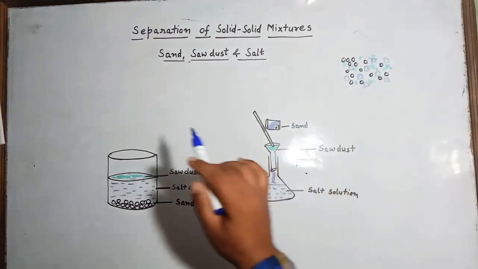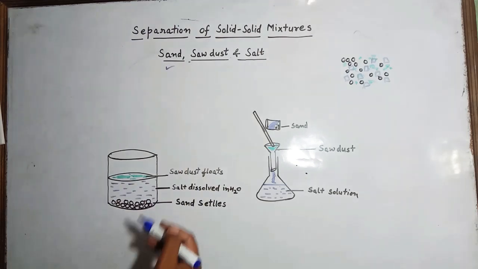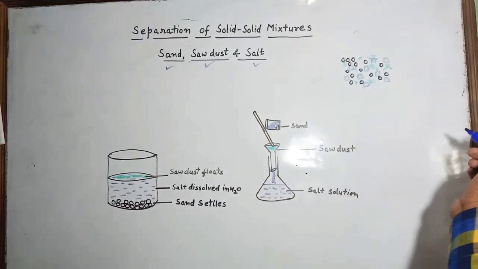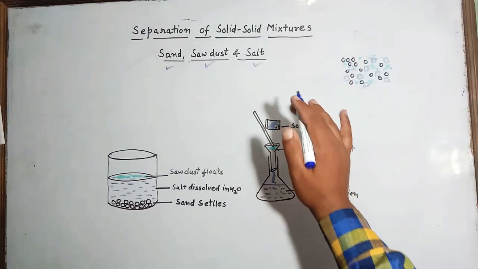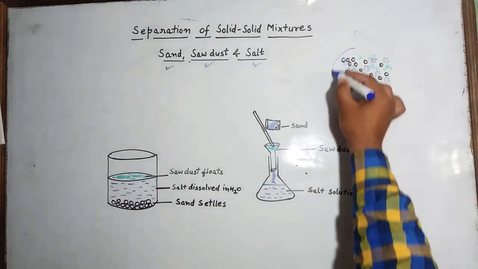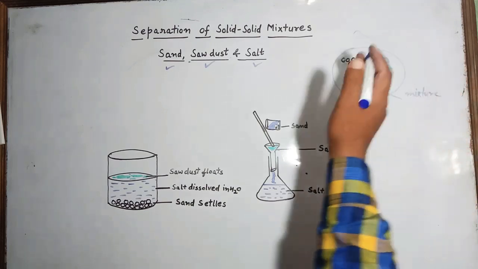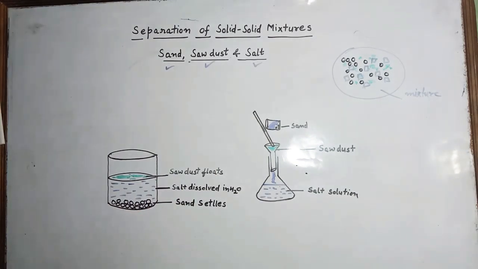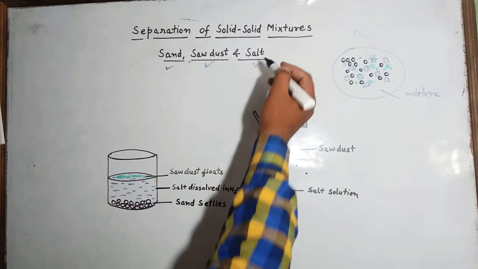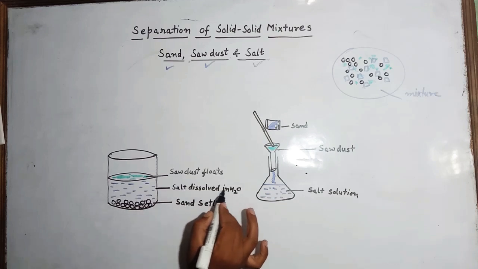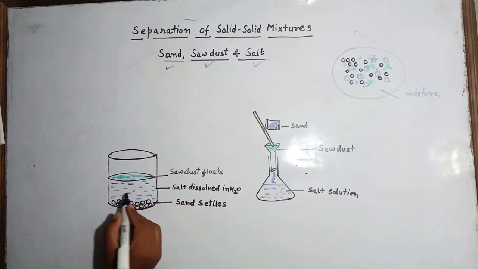So how will we do it? You know that sand is insoluble in water, sawdust is again insoluble in water, whereas salt forms a homogeneous mixture with water; it is soluble in water. So we will take this mixture in a beaker and add some water to it. After adding water to this mixture, salt is soluble in water, so salt will form a salt solution here, like this. This is salt dissolved in water.